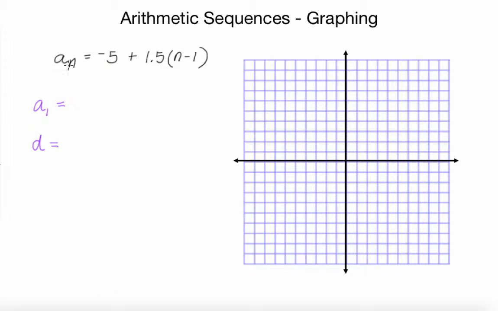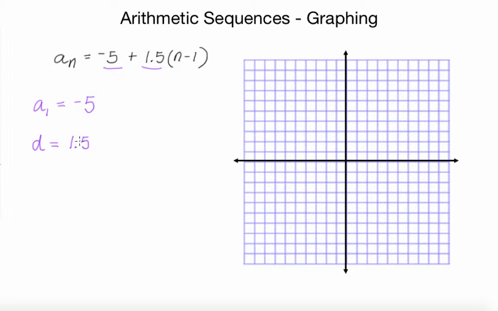I'm told a sub n, which means any term in my sequence, is equal to, well, I start with -5. If I remember from the last lesson, this -5 is my first value. So the first term is -5 based off what that formula is telling me. From that -5, what's happening? I'm adding to that this positive value of 1.5. Adding 1.5, adding 1.5, adding 1.5. That's my common difference. So I'm going to put 1.5 there because that's what I'm adding.